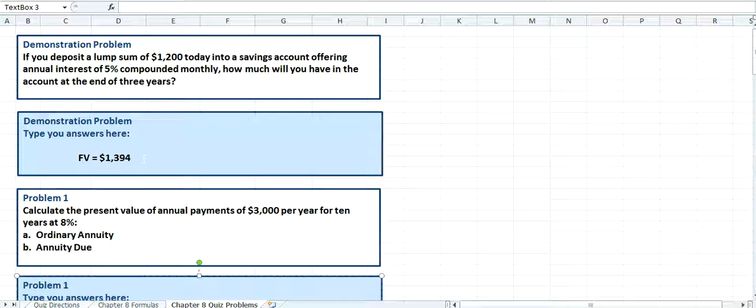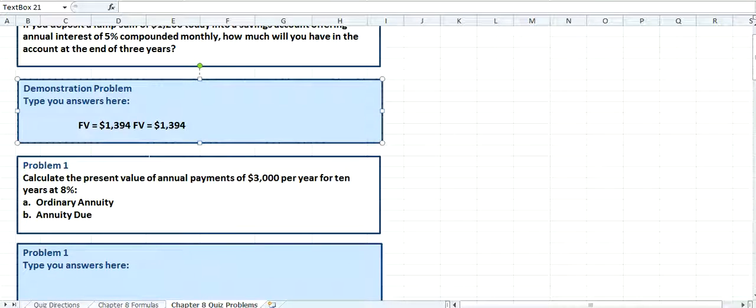Good. So you just simply want to come here and type in future value. Let me just tab over. Just type this in. It's all you need to do. Equals 1,394. Like that. And that's all you need to put here.